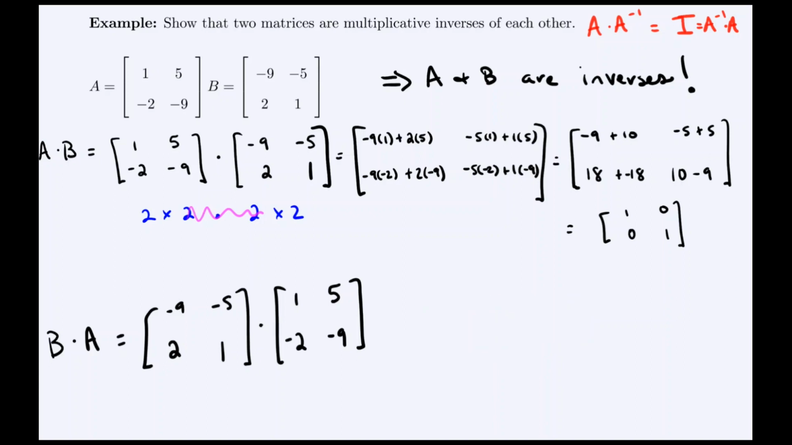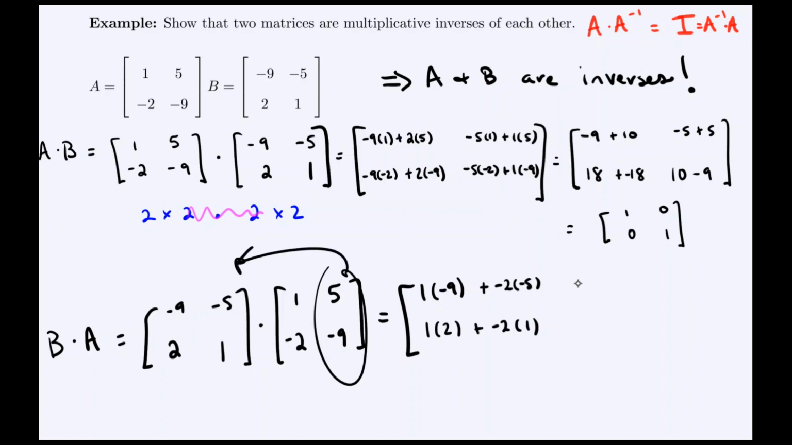So through our process of matrix multiplication, we would get 1 times -9, following our process as before, plus -2 times -5. Then we would get 1 times 2 plus -2 times 1. Going now to our second row that we're bringing over and multiplying, we would get 5 times -9 plus -9 times -5. Then we would get 5 times 2 plus -9 times 1.